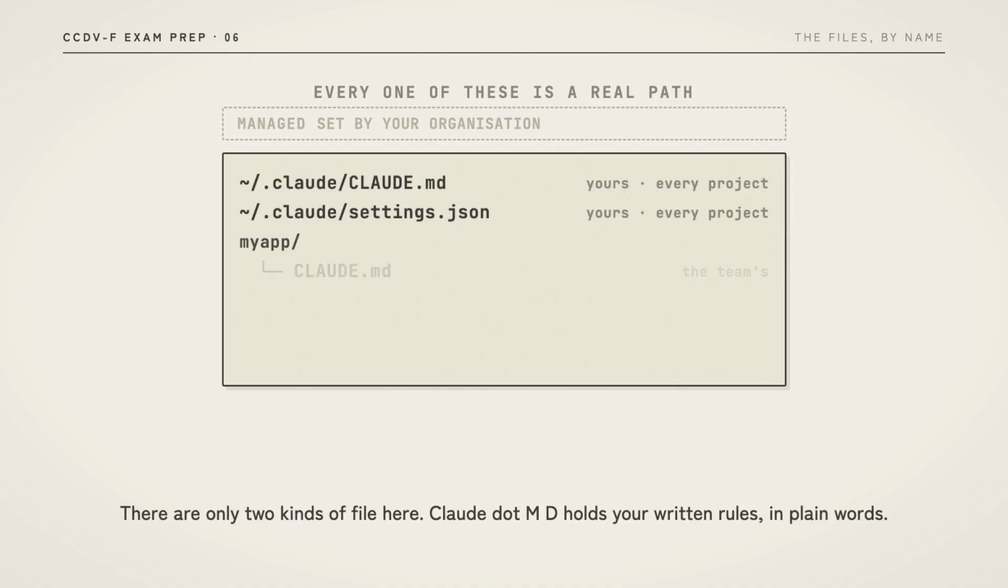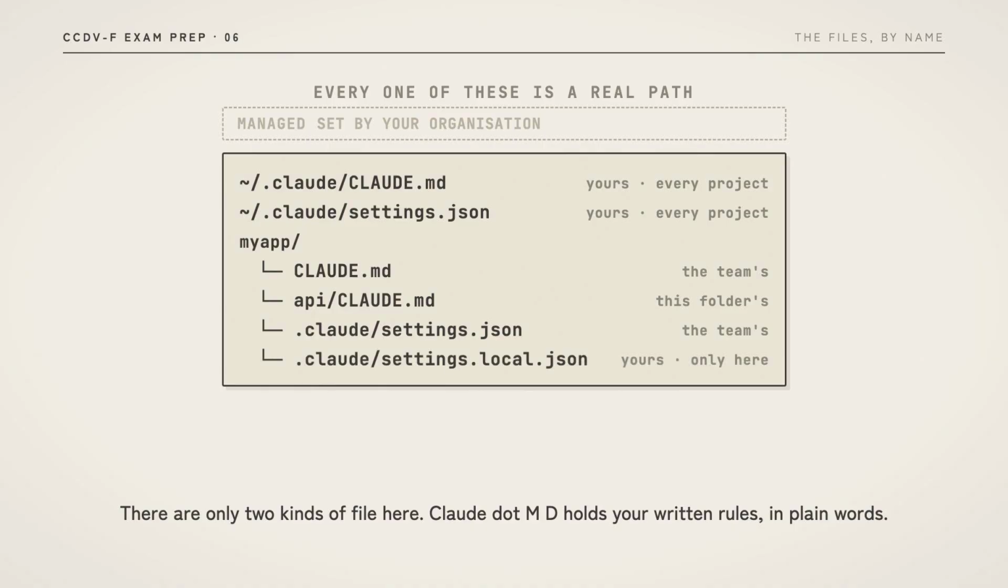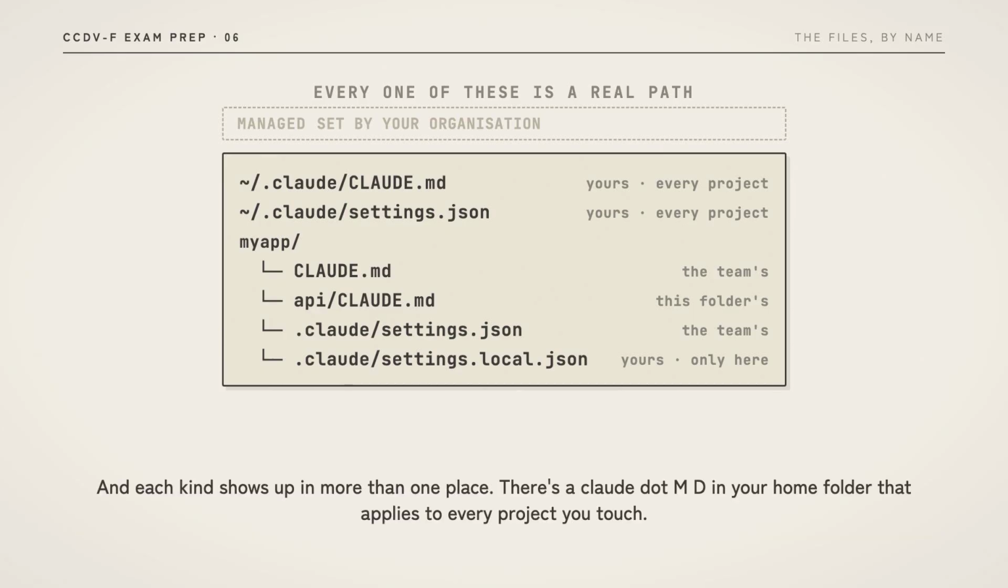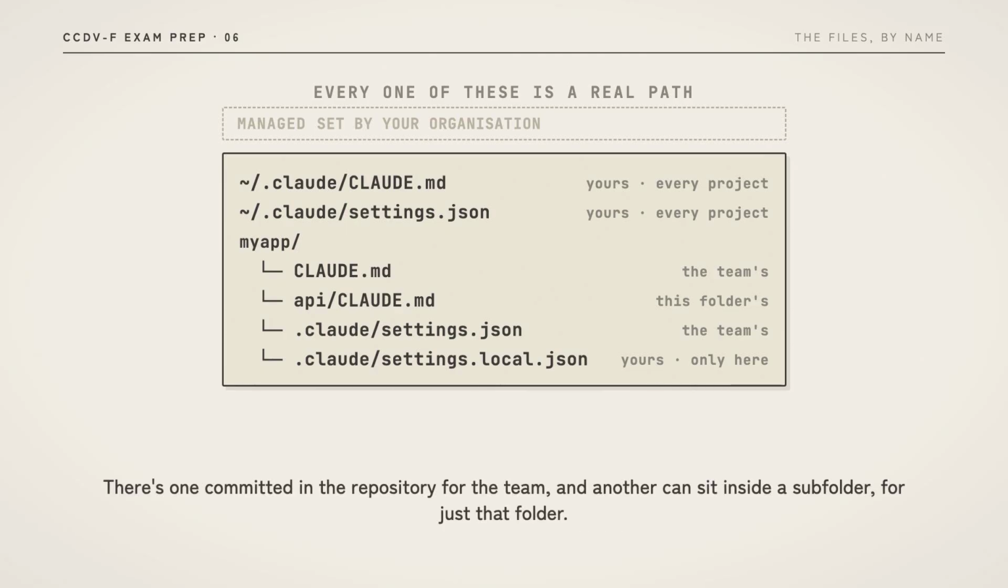There are only 2 kinds of file here. Claude.md holds your written rules in plain words. Settings.json holds your switches in config. And each kind shows up in more than one place. There is a Claude.md in your home folder that applies to every project you touch. There's one committed in the repository for the team, and another can sit inside a subfolder for just that folder.